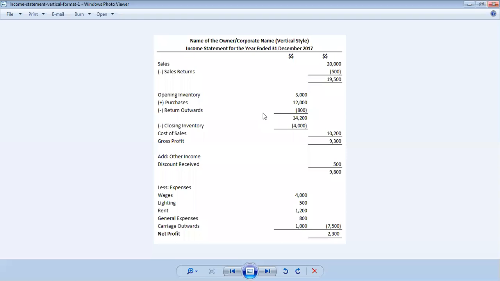When I'm doing more statements in the future, you might see me use 3 columns sometimes. Now, the first thing you have is sales, then you would have less sales returns. That would give you sales, and this figure now is called net sales. Then, folks, I would recommend that you write this down for me, please. You have to know it by heart.